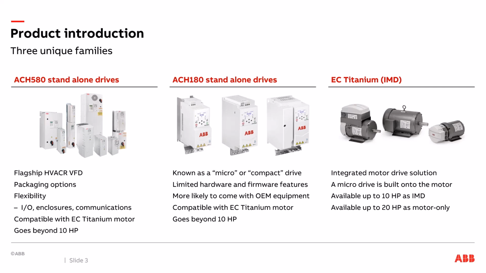So that's pretty neat. Then when I take a look at packaging, I've got just the motor itself. So this is the one where if I have an ACH580 or an ACH180 VFD, it's going to run this motor right here. Or I can get this motor packaged with the drive, either on the end, like this one right here, or up on top. So essentially what you're looking at here is a motor with a micro drive built into it. With the drive built into it, it's available up to 10 horsepower. If you go with the motor only, it is available up to 20 horsepower.